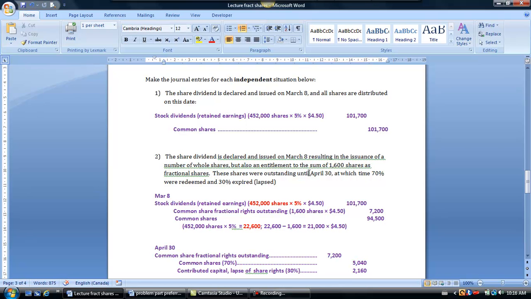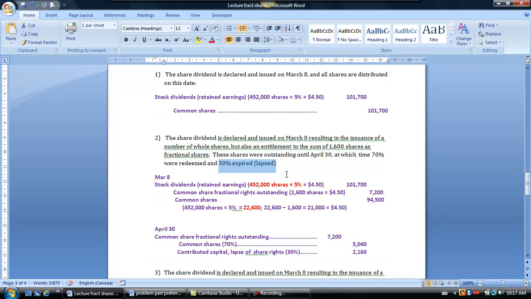But now it says they expire on April 30th, but at that time, people went out there, bought some more fractional shares or fractional share rights, and had enough. So 70% of those rights were actually cashed in for shares or traded in for shares, full shares, but the other 30% weren't, so they expired or lapsed. So what would this journal entry look like?